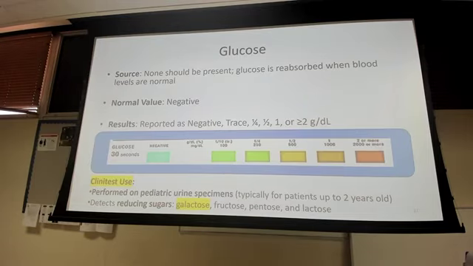All right, so in good old fashion, we have to break down each one of them, right? So glucose, we're checking sugar, right? If you have patients with high glucose levels, they probably have some type of diabetes or something like that going on. A lot of times on pediatric urine specimens, you're looking for galactose, fructose, pentose, and lactose. And that Clinitest you see on the bottom is usually the reflex test that we use if something showed up positive on the glucose results.